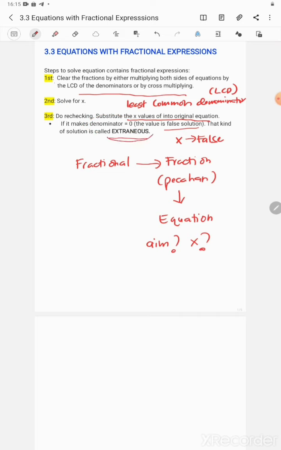Okay, ini benda baru ni. This is new term lah for you. Okay, so extraneous ni bila kita dah dapat value x, kita substitute balik denominator dia, kita dapat apa? Kita dapat kosong. Okay, dapat 0. Okay, now we proceed with the example 1.